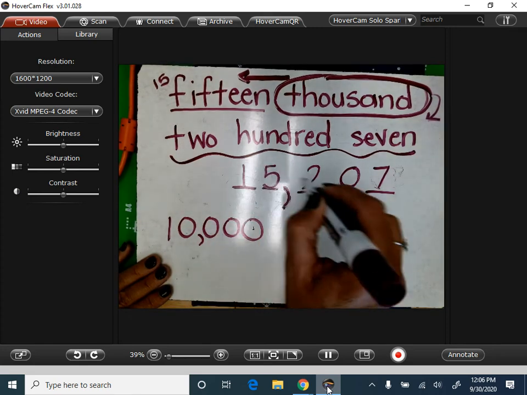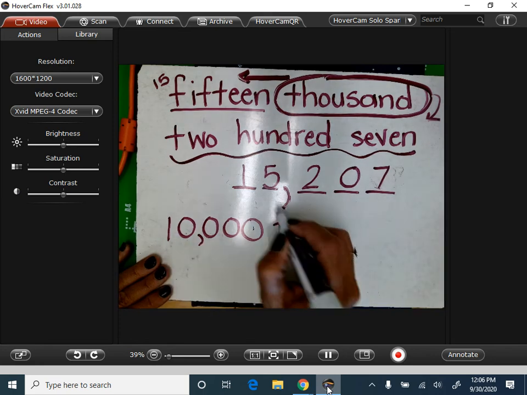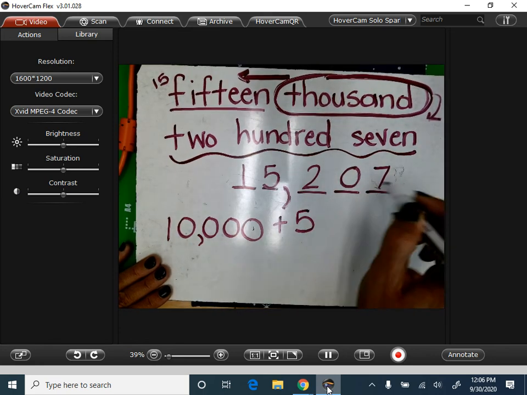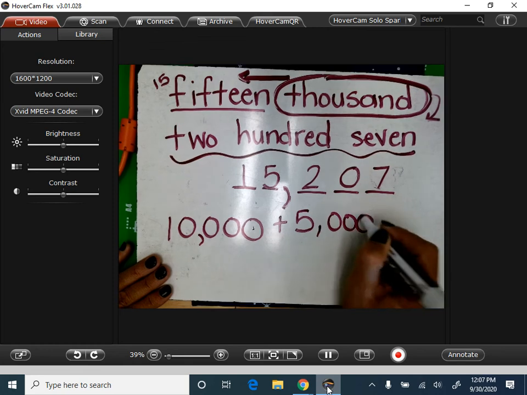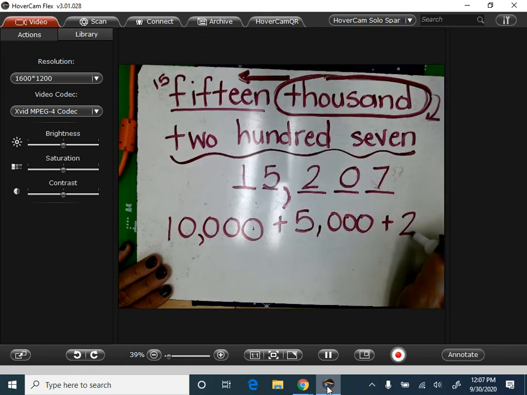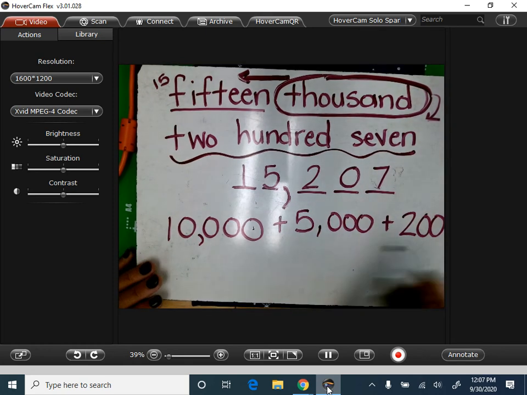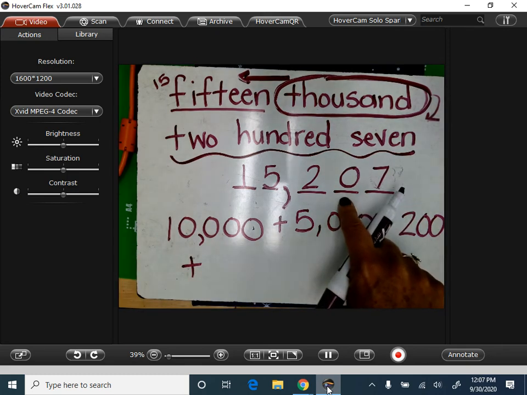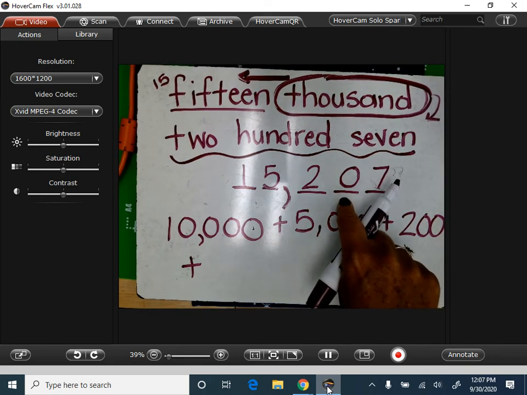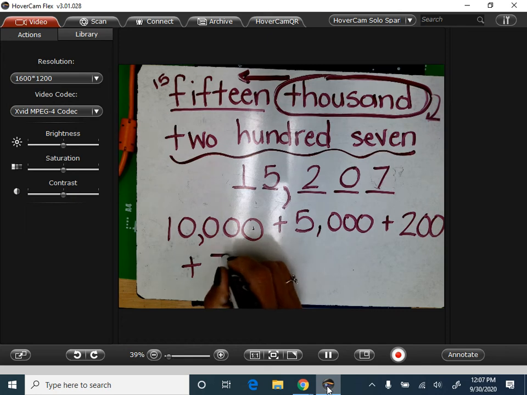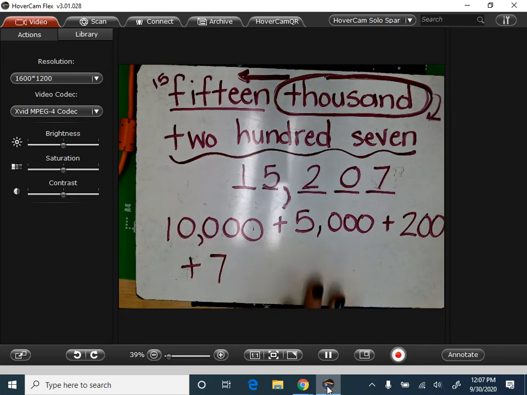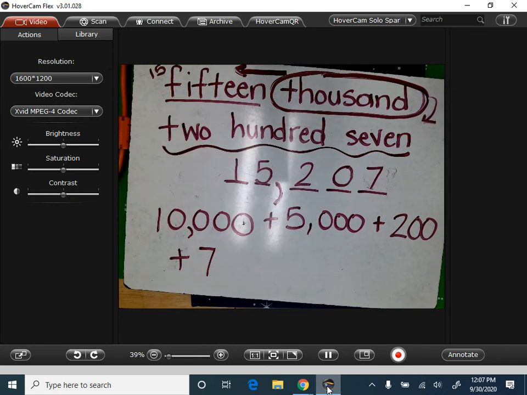The 1, 2, 3, 4 zeros, 10,000 plus 3 zeros plus 1, 2 zeros plus. Do I need to write down the 0? You do not have to. Plus 7. Sometimes you will see people include the 0 in the expanded form, and that's okay. But 0, it doesn't change the problem. When you add 0, remember, it's still the same. So you do not have to write the 0.